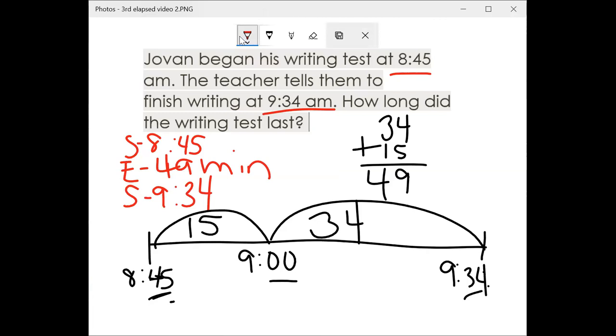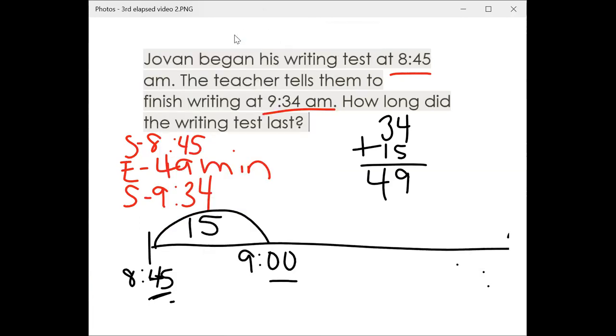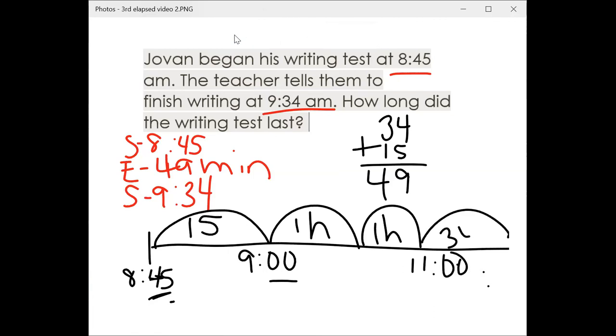We would just have to go longer. And if I were going to 11:34, then instead of going from 9 to 9:34, I might just go 1 hour to 10, 1 hour to 11, and then I could go my 34 minutes. So the beauty of that open number line is it works however you want it to work, whatever works for you, okay?